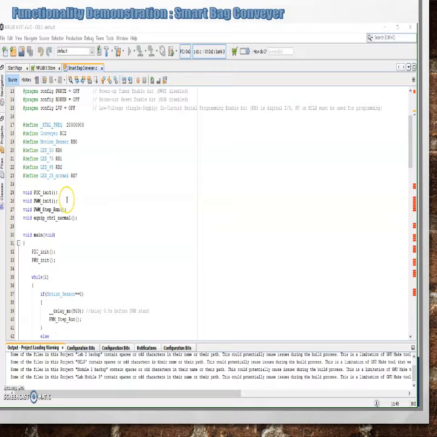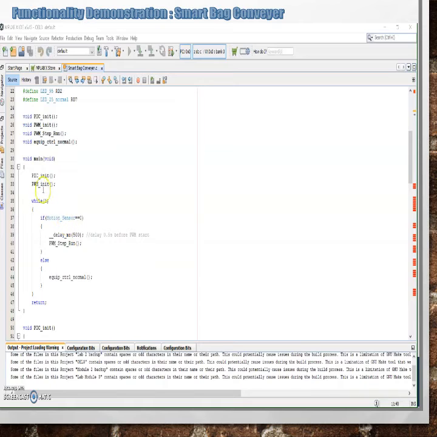The next is PIC initial, PWM initial, PWM step run, and lastly equipment control normal. The third is our loop, and lastly is our sub function.